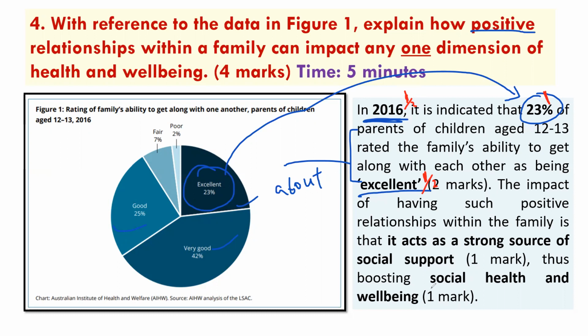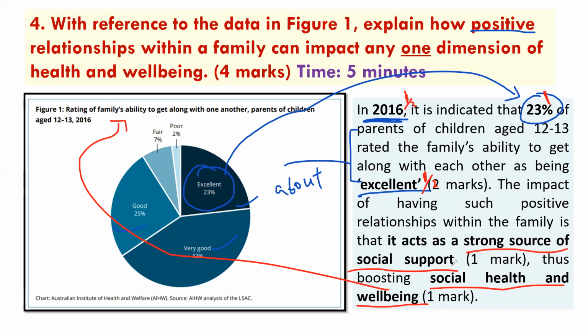The other 2 marks come from naming which dimension of health you're talking about, which is 1 mark. It's an easy 1 mark for most of us, I think. And then the other 1 mark comes from linking how that dimension of health and well-being you're discussing is relevant to this idea of the rating of a family's ability. So you could say that when you've got a family getting along with each other really well, that means more positive relationships within the family. And that means you've got a strong source of social support. Social support is a clear example of when you've got more social support, you've got better health and well-being.